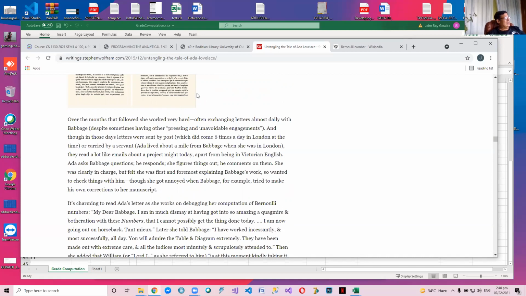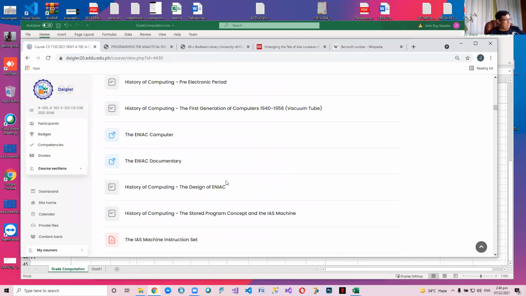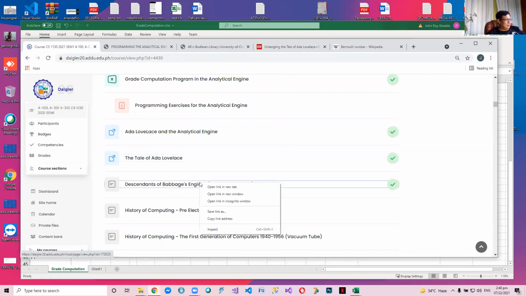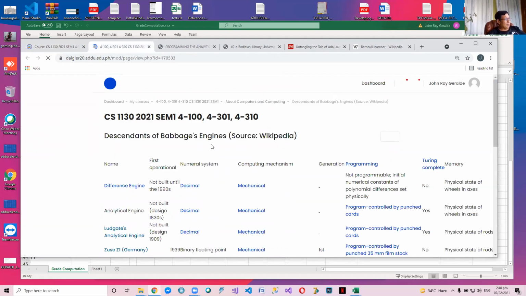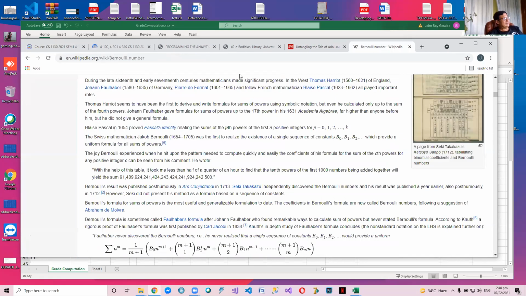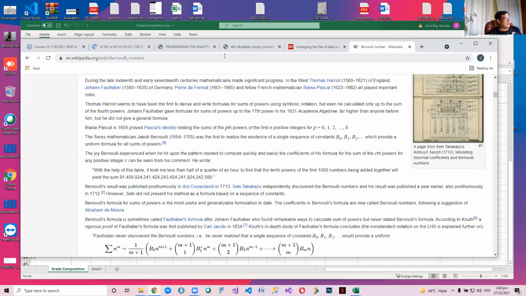Okay? Now, let's look at what happened after Lovelace and Charles Babbage. This is from Wikipedia. Let's look at Wikipedia now.